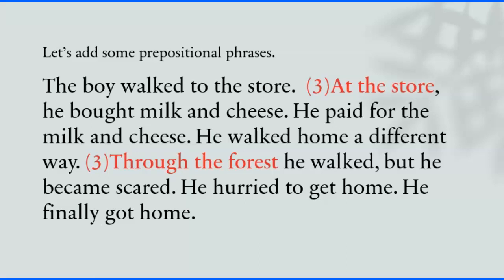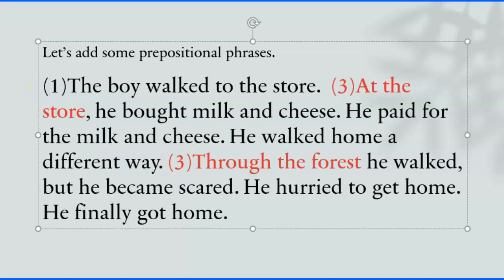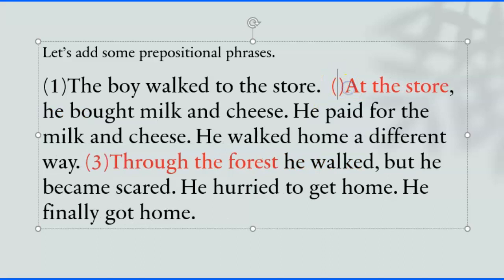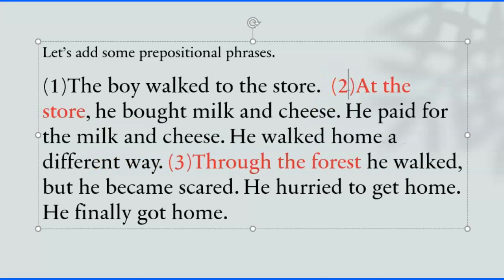We're going to add the prepositional phrases to my original paragraph, and I am putting in numbers here. So the boy walked to the store. That one's just a subject verb opener. It's fine. I could put the number 1 in there if I wanted to make sure my teacher saw that I used one. And then at the store, he bought milk and cheese. Notice I put my number. I have to fix it. And he paid for the milk and cheese. He walked home a different way. It's okay to use the word he. Just try to find other things that you can use.